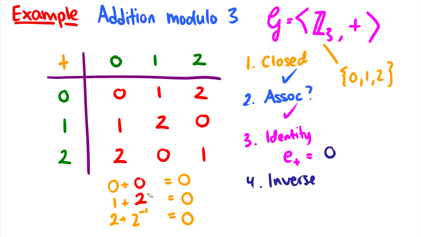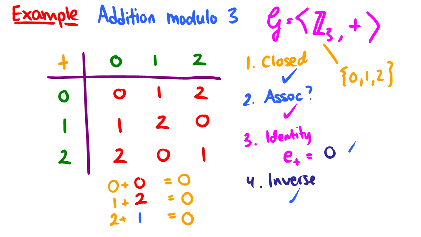And if we have a 2, what takes us back to 0? Well, 1 takes us back. So every element has an inverse. The inverse of 0 is 0, the inverse of 1 is 2, and the inverse of 2 is 1. Therefore, it has an inverse, it has an identity, it's associative, it's closed. So this is a group. That's all it takes to satisfy these 4 axioms.